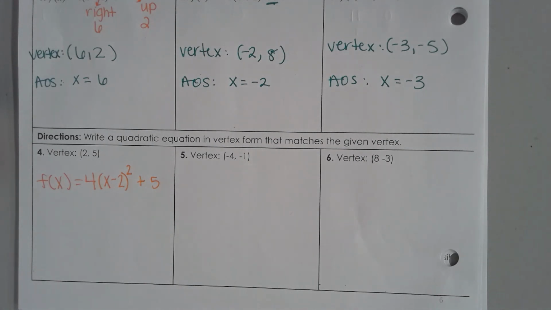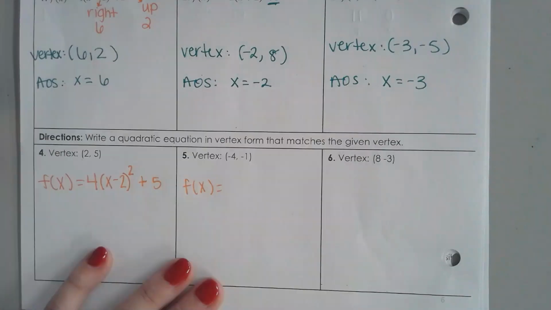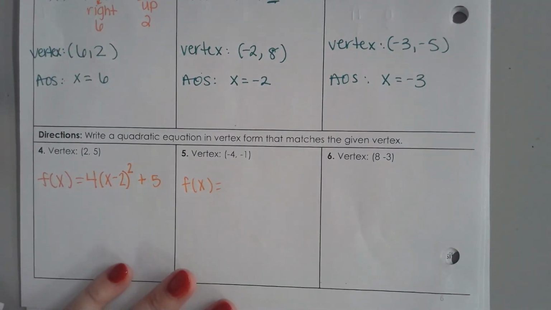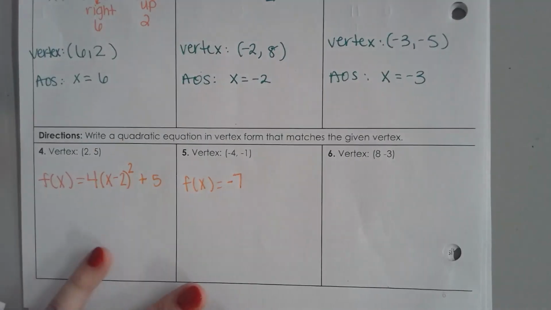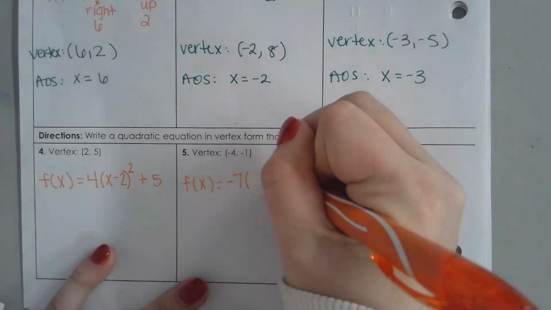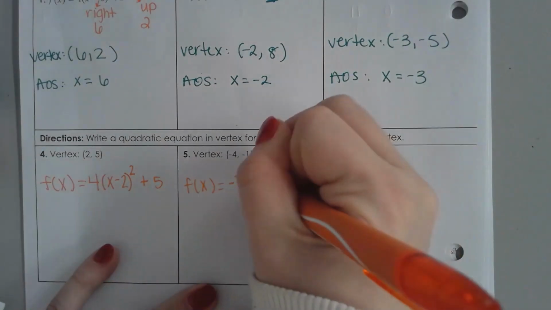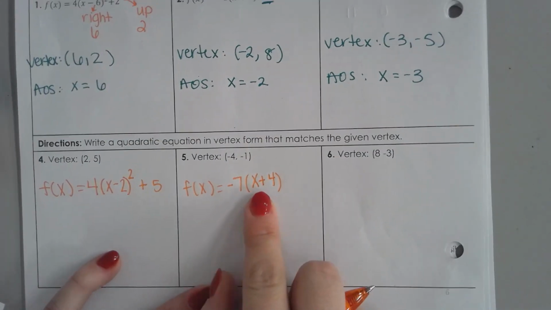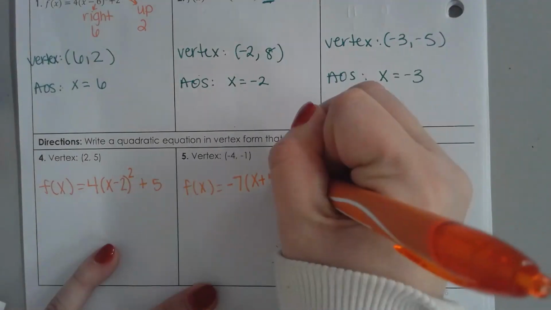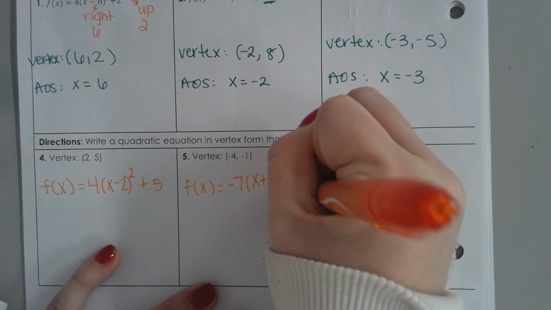So I'll do number 5 with you. f of x equals, sometimes you will see it as y equals. My front number can be -7. In the parentheses, my x value is -4, so this is going to be x plus 4. Make sure you have x plus 4, don't just put 4. Squared. And then your y value is -1, so I'm going to put -1.